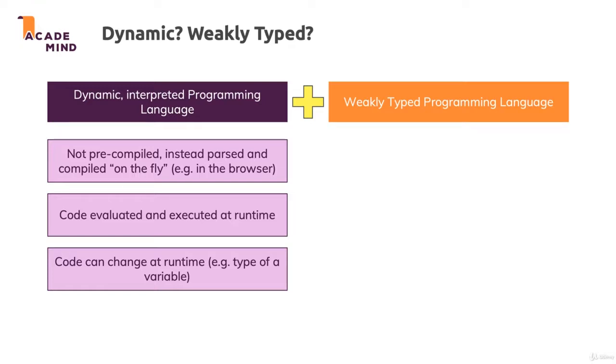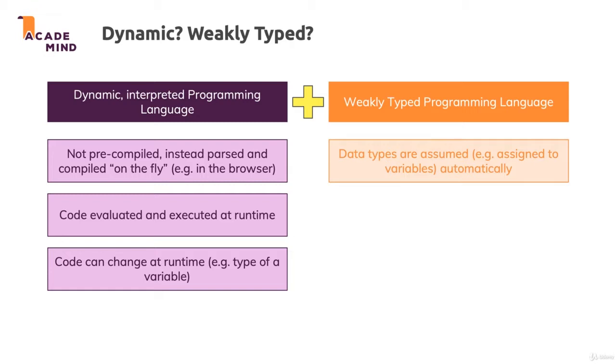Now, what about the weakly typed part here? This means that when we work with data in JavaScript, for example, text data or numbers, you don't have to tell JavaScript that you're going to work with a text now or you're going to work with a number now. Instead, data types are assumed, are inferred automatically, so to say. That's also related to this dynamic nature where data types can also change from one line to another.